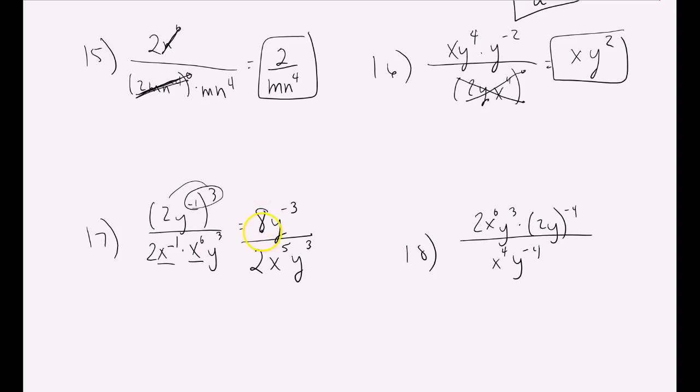Now I'm going to reduce the numbers. So 2 goes into 8 4 times. And then I've got a y on top and a y on bottom, so I'm supposed to subtract these. -3 minus 3 is a -6. And then I've got all of that over x to the 5th.